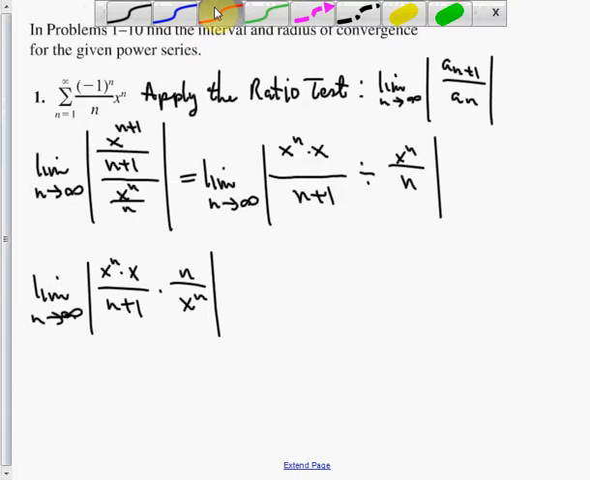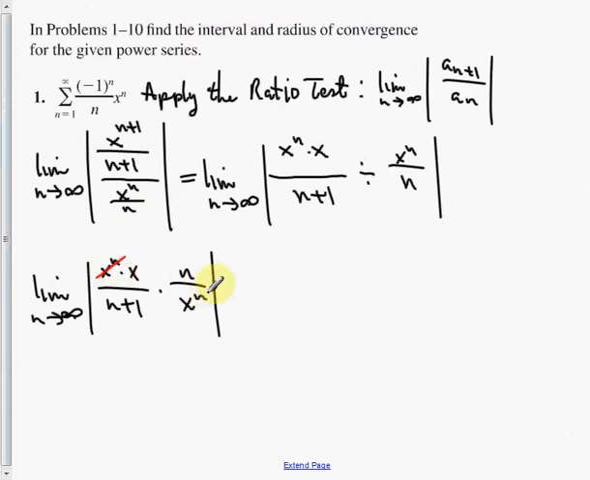But anyway, we can divide out x to the n, right? So x to the n divided by x to the n goes out.